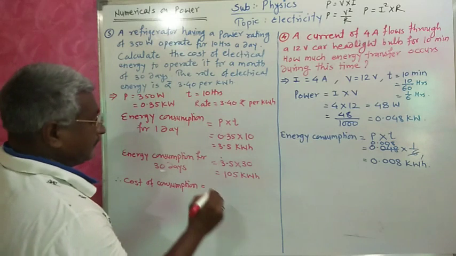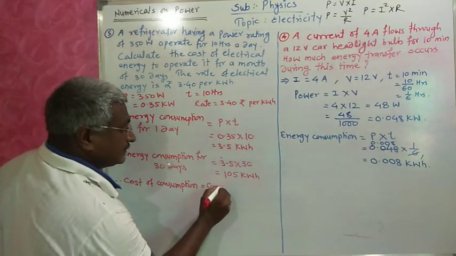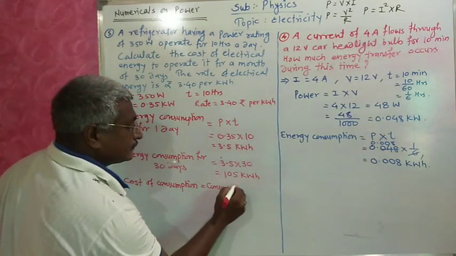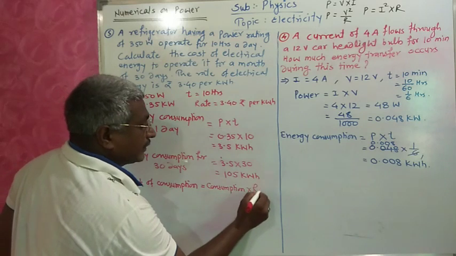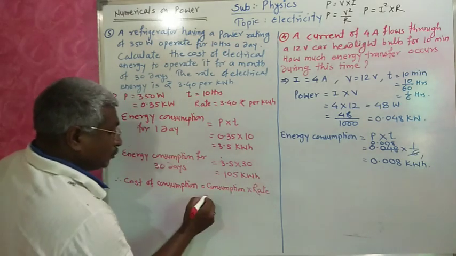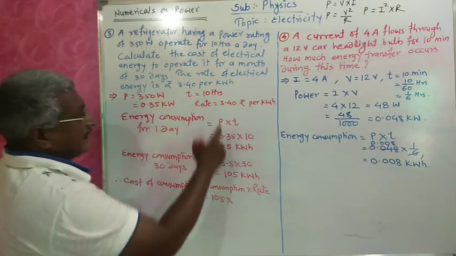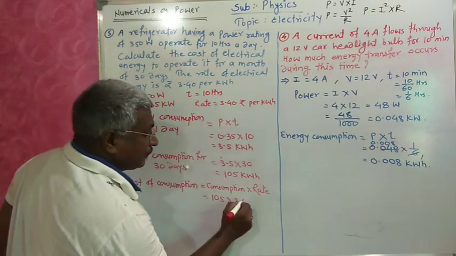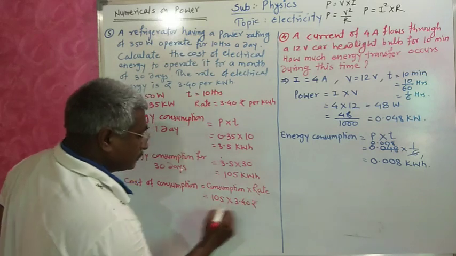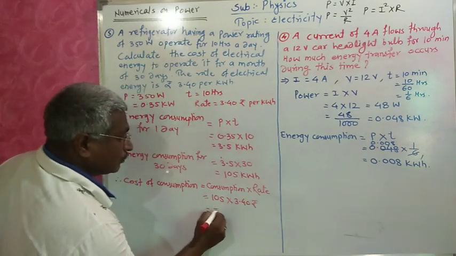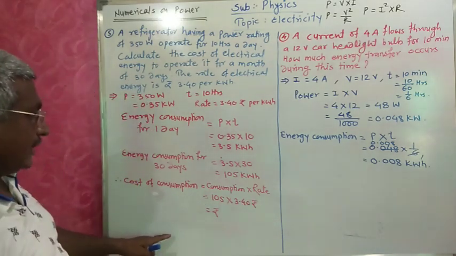Cost of consumption means what? Consumption into rate. So how much is the consumption? 105, and the rate is what? 3.40 rupees. So multiply and see what answer you will get.